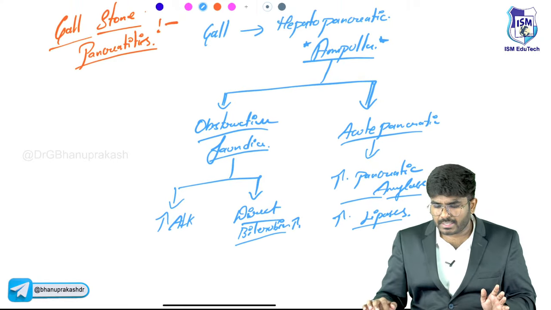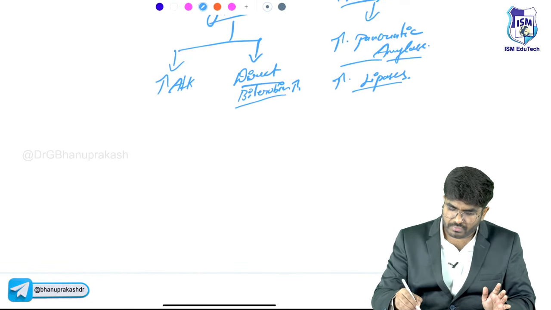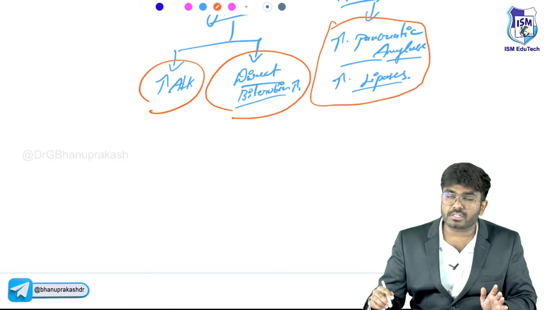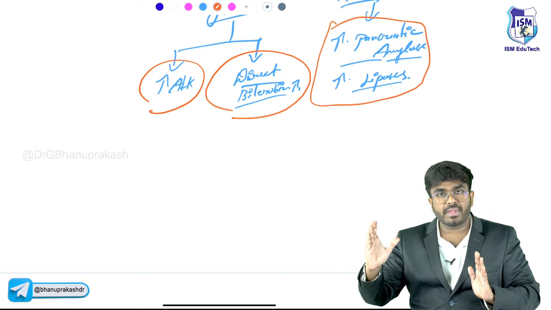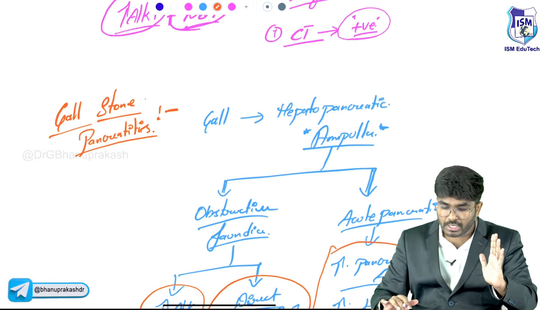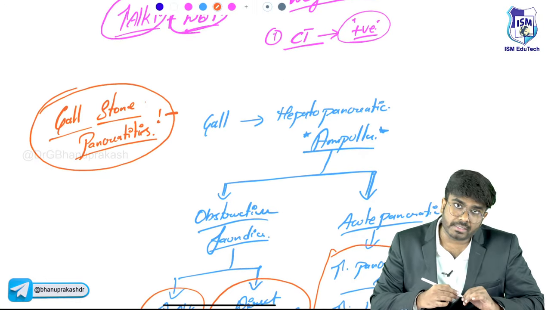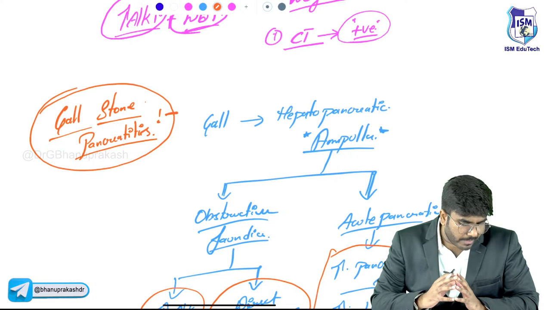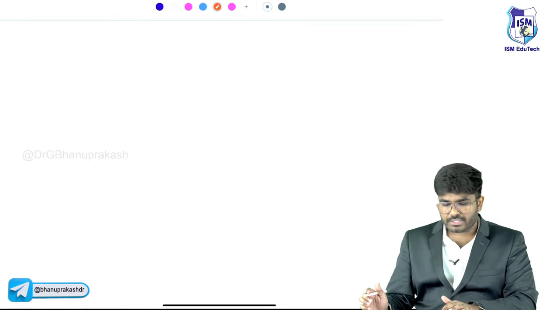So as the hepatopancreatic ampulla is affected, the patient is going to have elevated levels of alkaline phosphatase and direct bilirubin, and the pancreatic enzymes are also getting elevated. Whenever you see both pancreatic enzymes elevated as well as the symptoms of obstructive jaundice, you should think that this is gallstone pancreatitis. So gallstone pancreatitis is also completed. After this, what else should I teach you?